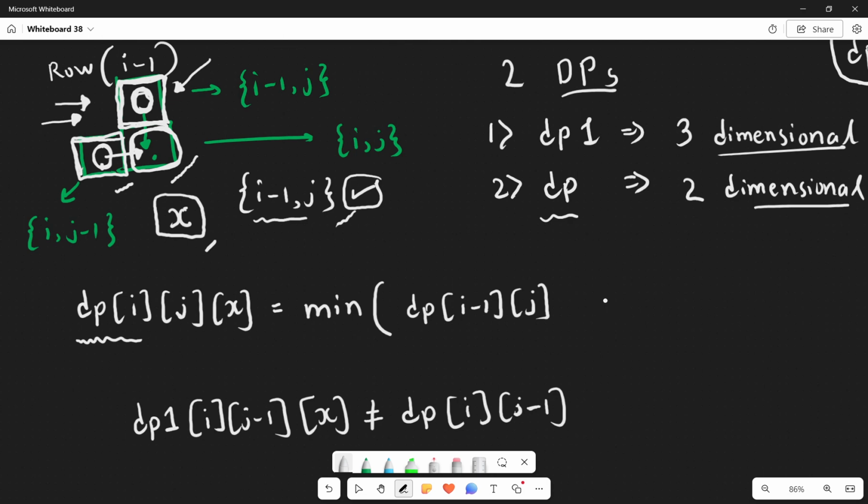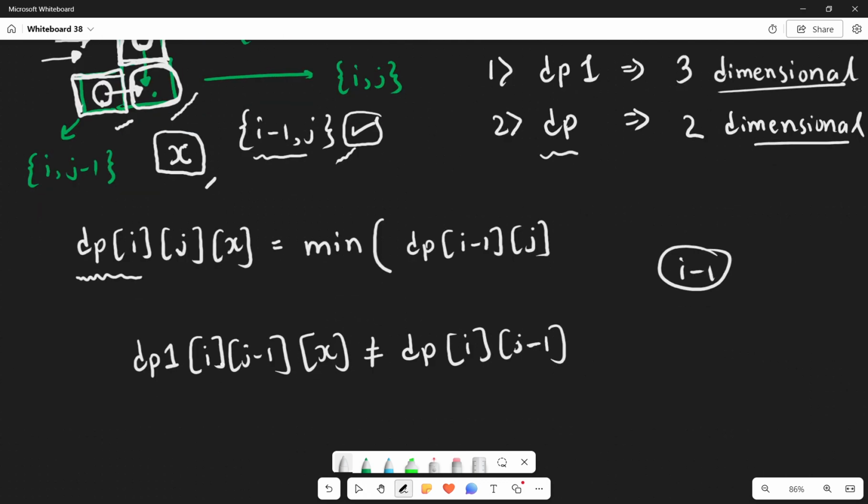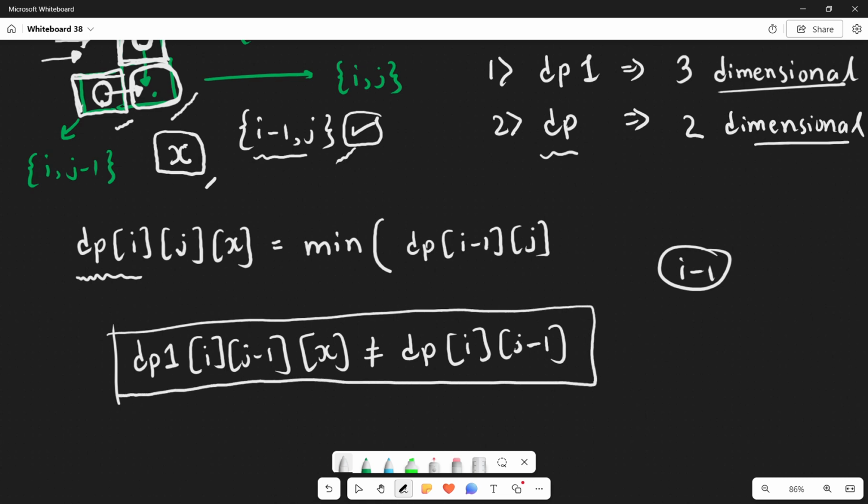Okay, but we know that we don't care about the rotations on the I minus 1th row, right? We don't care about them, but we definitely care about the rotations on the ith row. Okay, so this is why we need the 3D DP. You will see here in the transitions what I'm going to write.